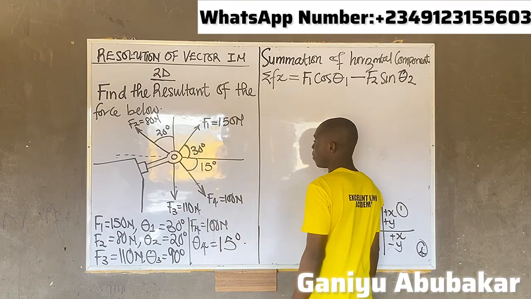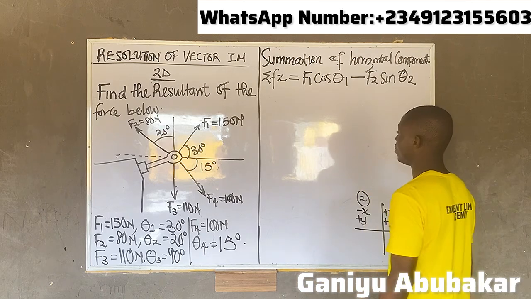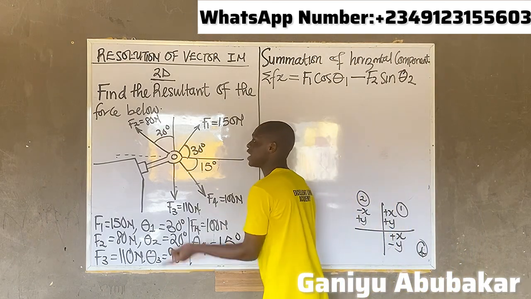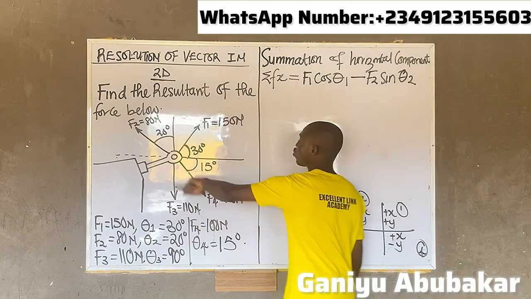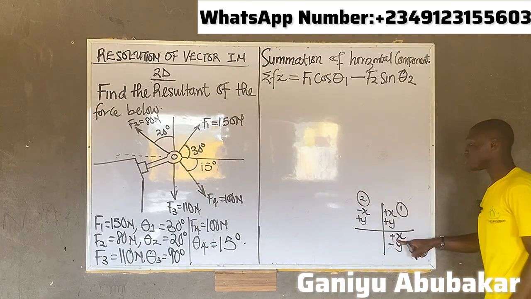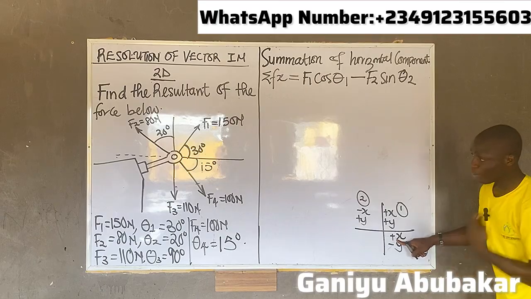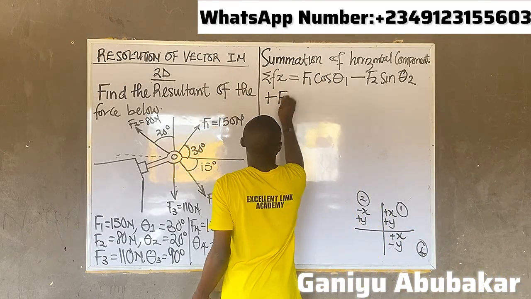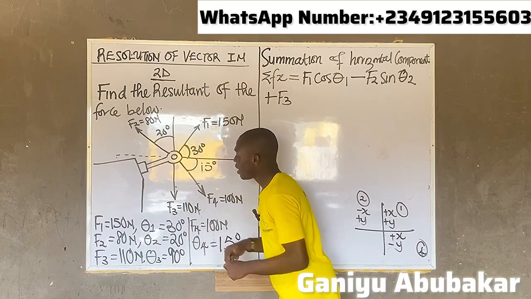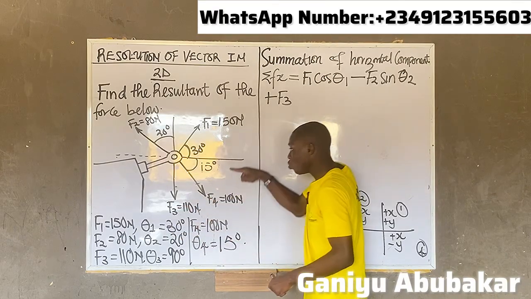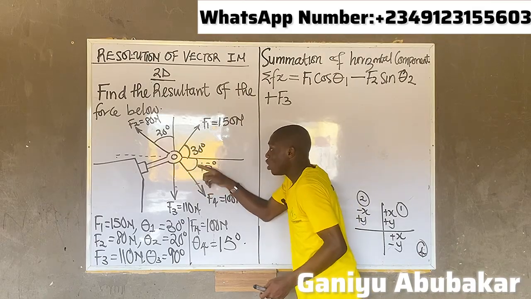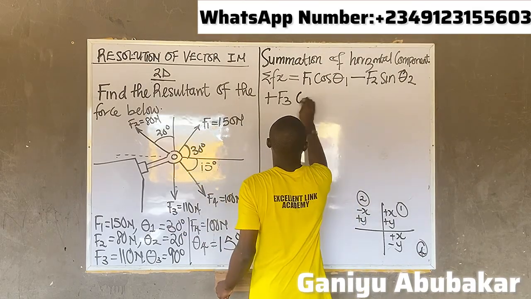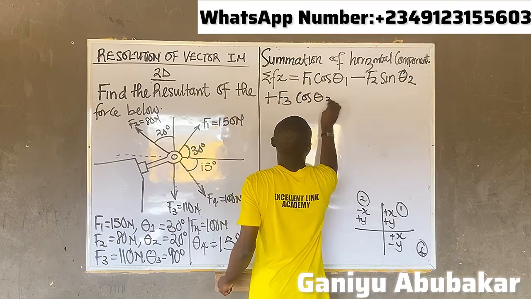For F3, should F3 be a positive x or negative x? At the fourth quadrant, we said x is always positive. It means I'll have positive F3. Now if I resolve this force F3 to the horizontal, the angle is on the horizontal, so I'll be using cos. So I'll have F3 cos theta 3.